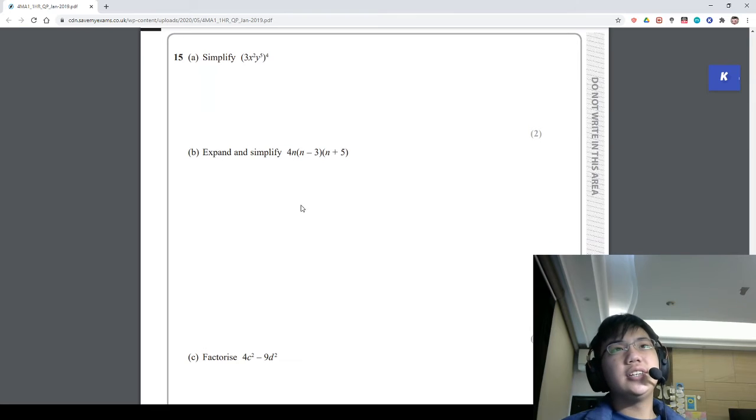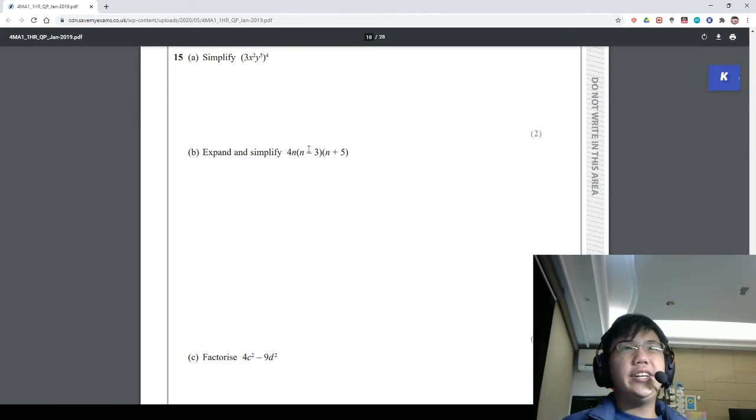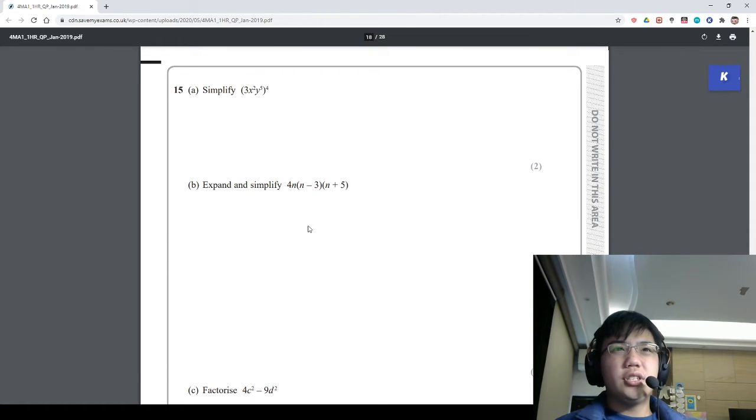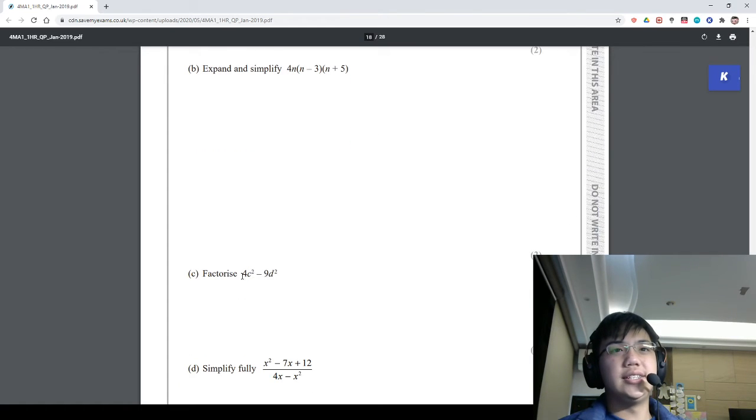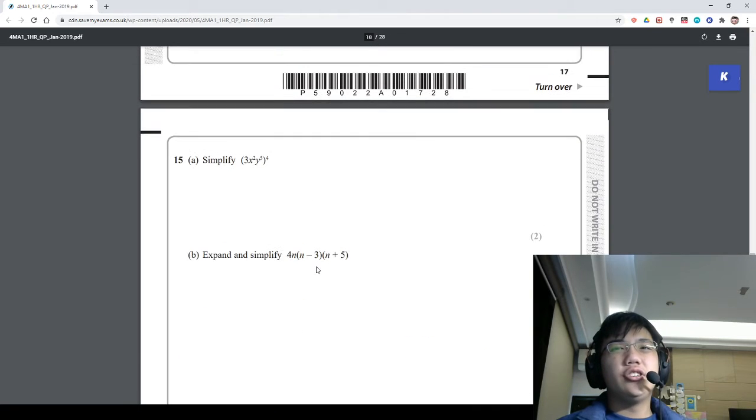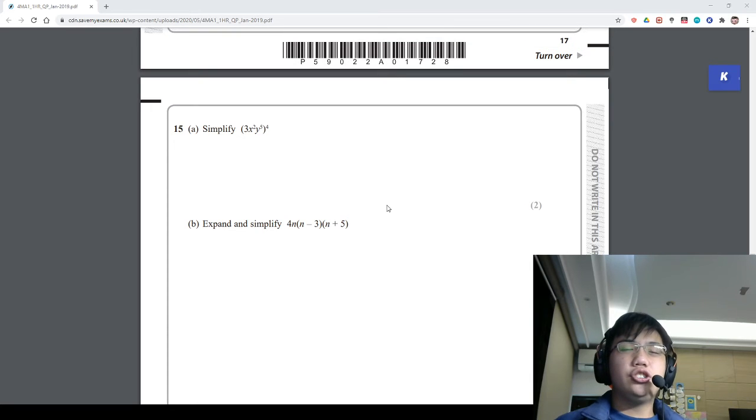Question 15. Simplify 3x squared y to the power of 5, all of this to the power of 4. And also we need to expand and simplify this, and factorize this, and simplify this, which makes this a long 4-part question. And we shall tackle this question part by part.